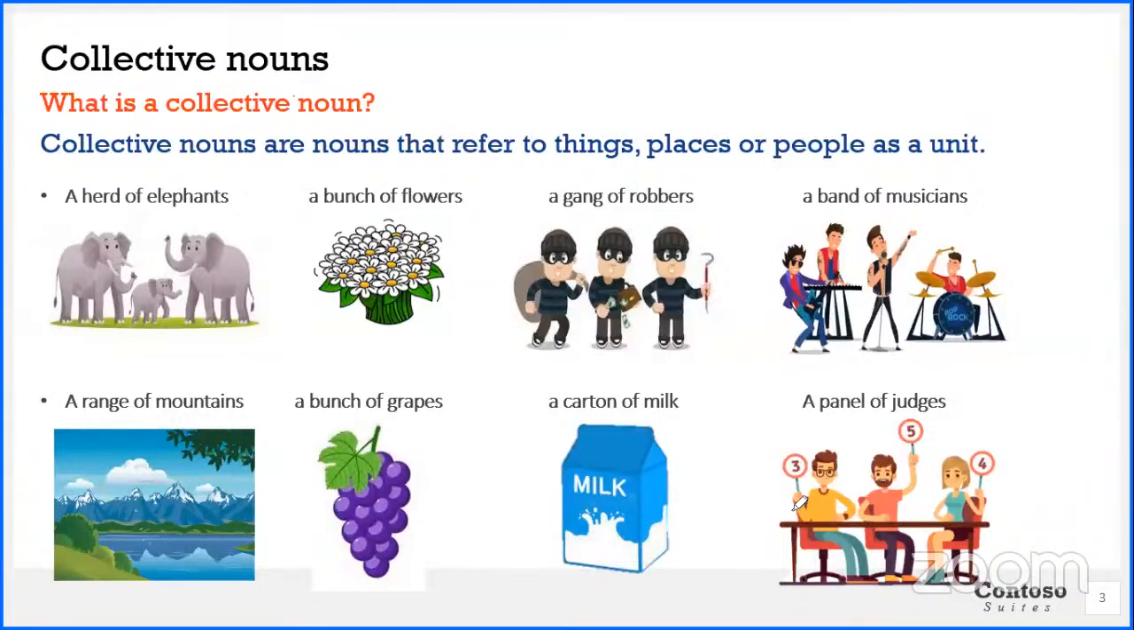You may have seen this kind of panel on television, in singing programs and dancing programs. We can see a panel of judges. The panel is the unit. So in a collective noun, we can see a collection in a unit, so we call them collective nouns. I think you may have got some idea about collective nouns from this slide. Let's go to the question now.